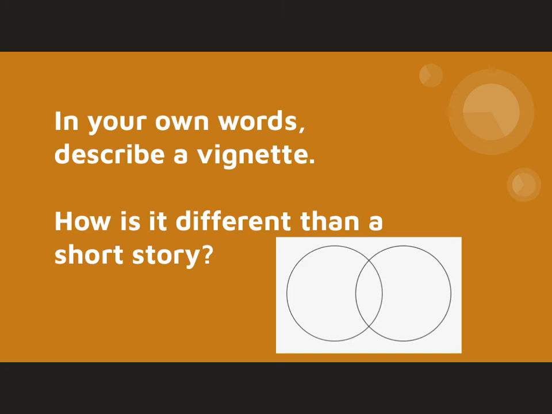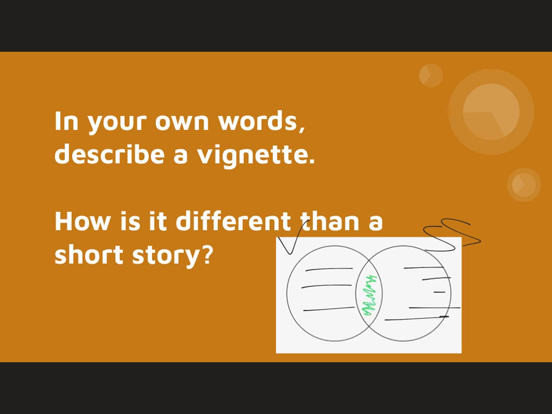The next part, you'll see a Venn diagram in your notes. What I'd like you to do is use the Venn diagram to take some notes describing how a vignette is different than a short story. So obviously, you might do your vignette over here and your short story over here. These are things that are unique only to vignettes. These are things that are unique only to short stories. And then in the middle, that is where there are similarities.